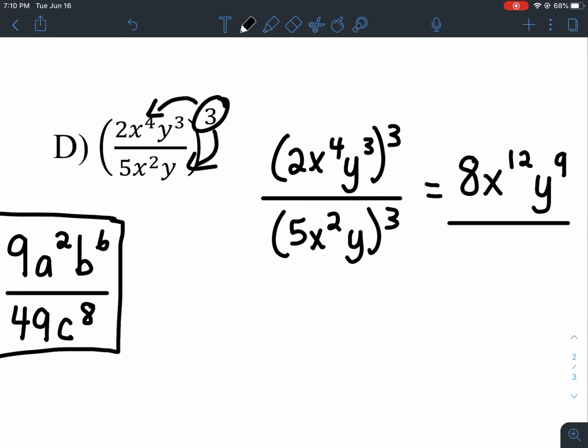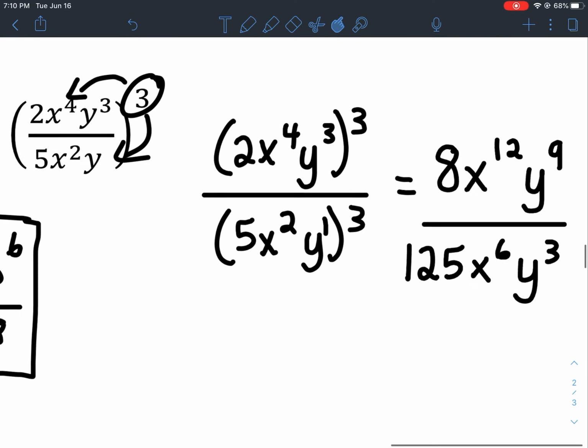On the bottom, remember it's not 5 times 3, it's the same thing. It's 5 times 5 times 5. It's 5 to the 3rd power. You actually raise the coefficients to the powers. 5 to the 3rd power is 125, and then we multiply. 2 times 3 is 6, and 1 times 3 is 3.